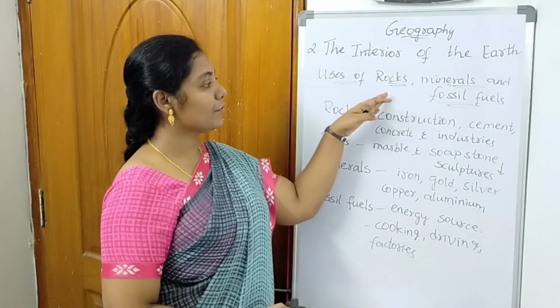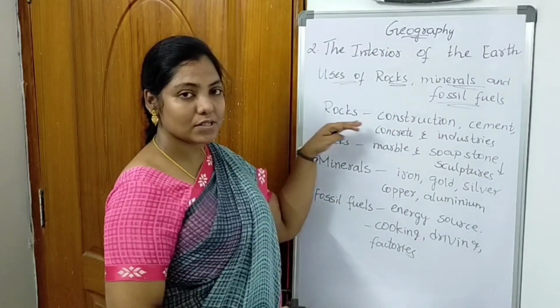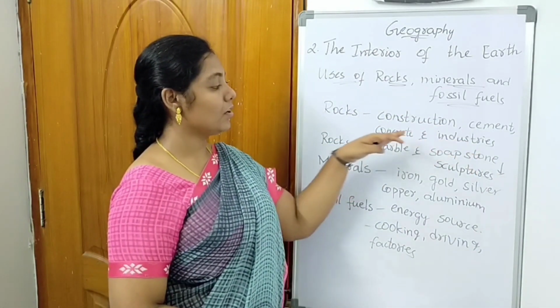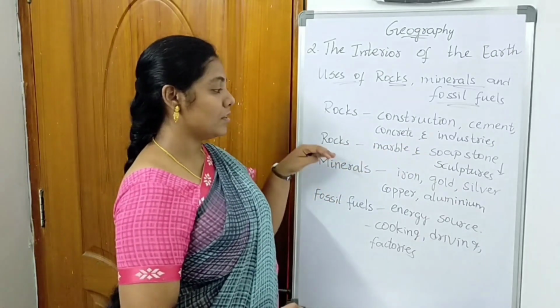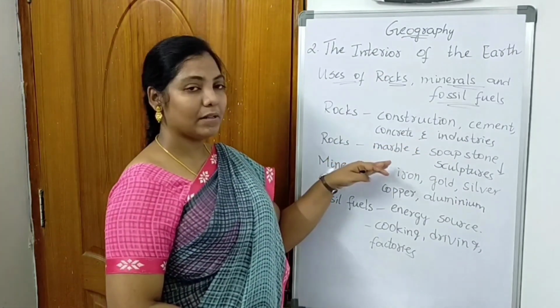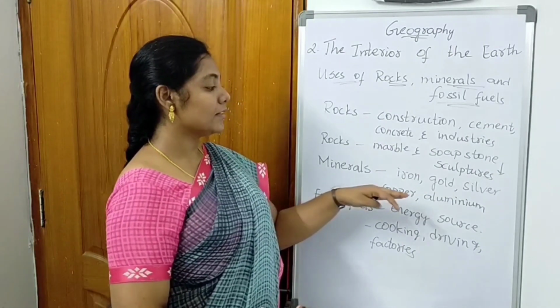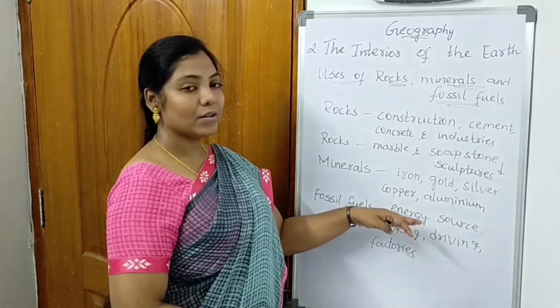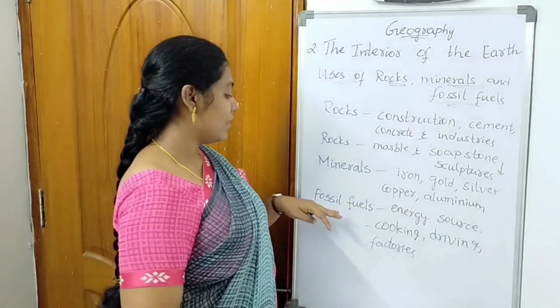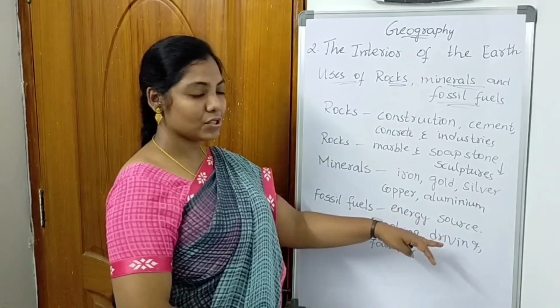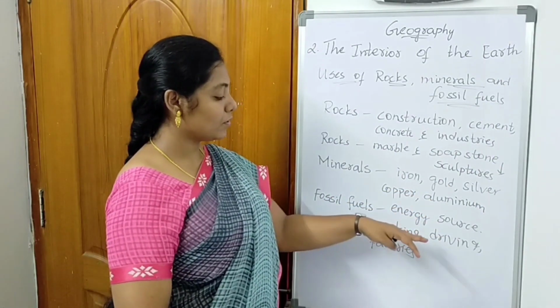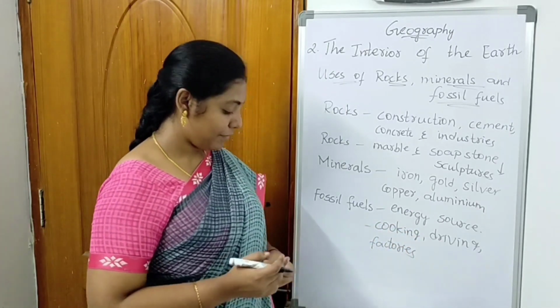Let us see the uses of rocks, minerals and fossil fuels. Rocks are used in construction, in making concrete, cement and industries. And rocks like marble and soapstone are used in making sculptures. And minerals like iron, gold, silver, copper are used in making these metals. Fossil fuels are the energy sources and these are used in cooking, driving and in factories.